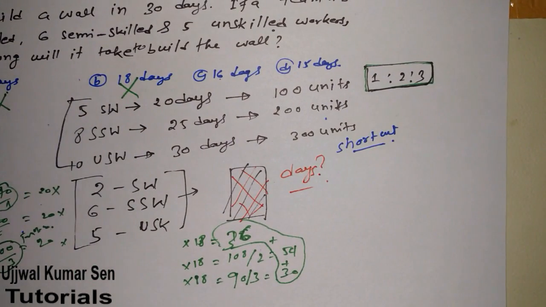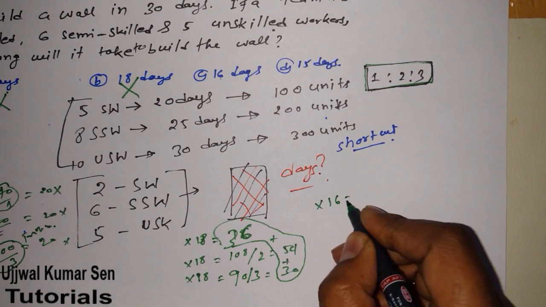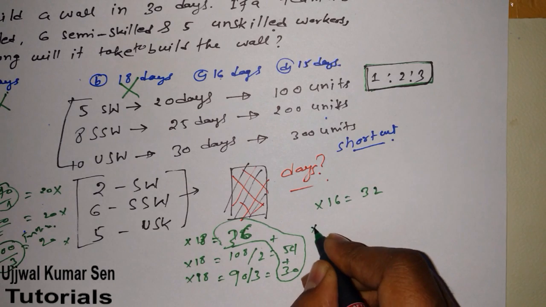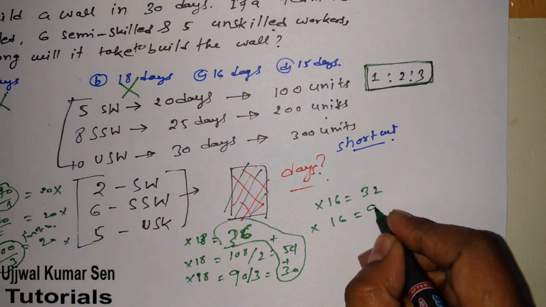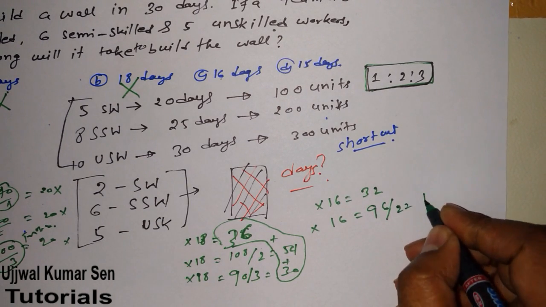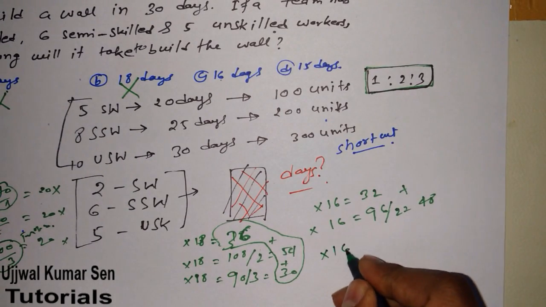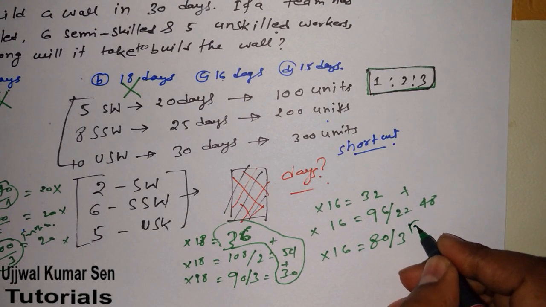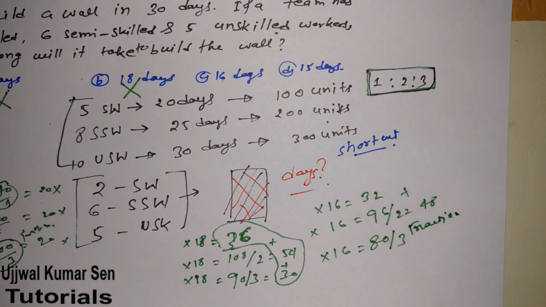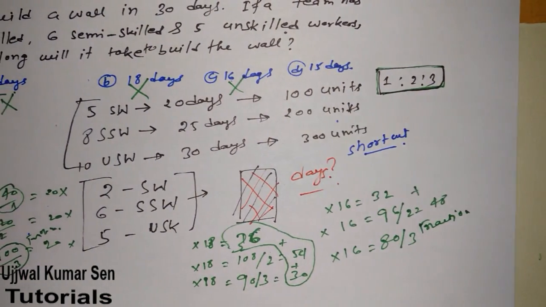Now I will tell you the next option, that is 16. So multiply 16, 32. Multiply 16, 6 workers, 16 multiply 6, it's 96. 96 by 2, 48, because we have to follow this proportion. Multiply 16, 80. 80 by 3, again we are getting values in fraction. That means this is not possible. Even 16 is not the right answer.